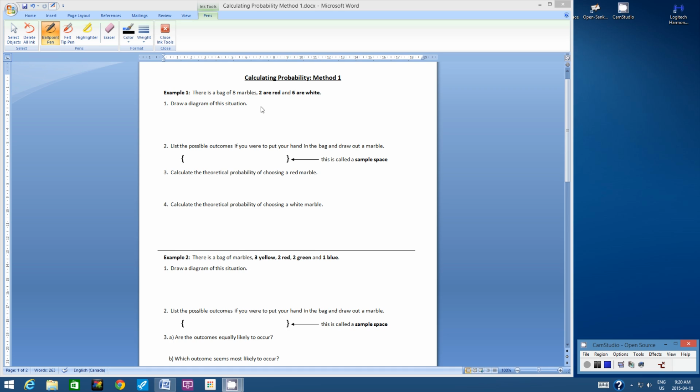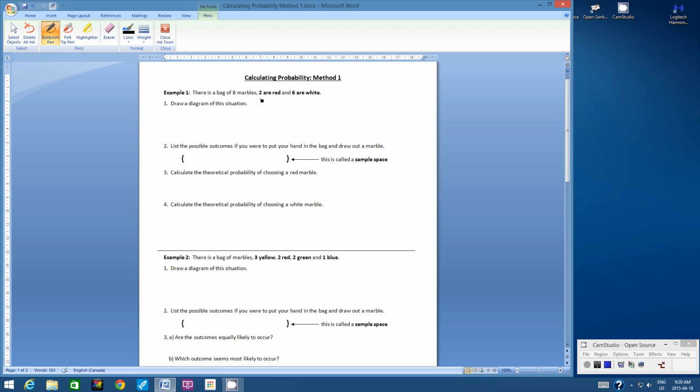Okay, so we've got a little bit of room here. So let's just draw. Okay, so let's just draw a little bag here. So we've got 8 marbles in total. Okay, so let's draw our 8 marbles. 1, 2, all right. So we got our 8 marbles.